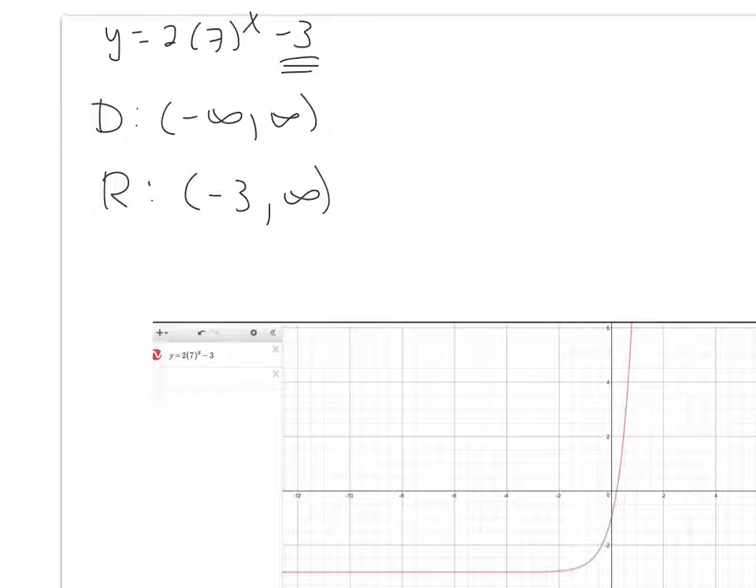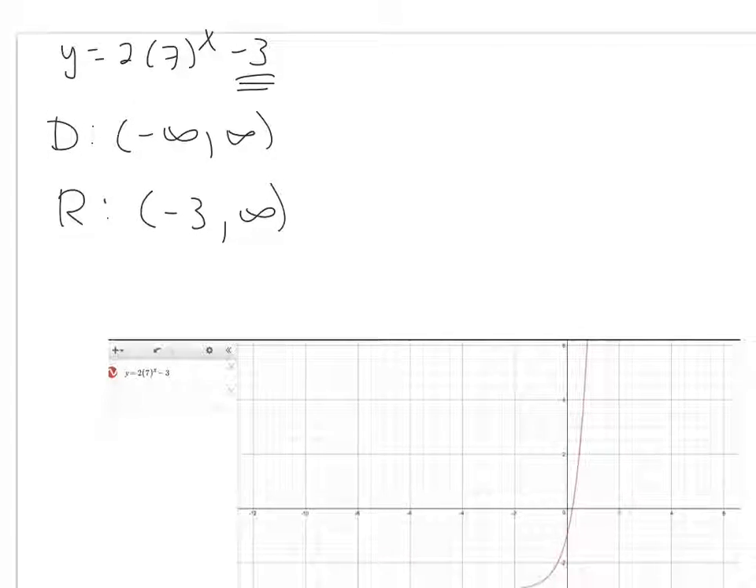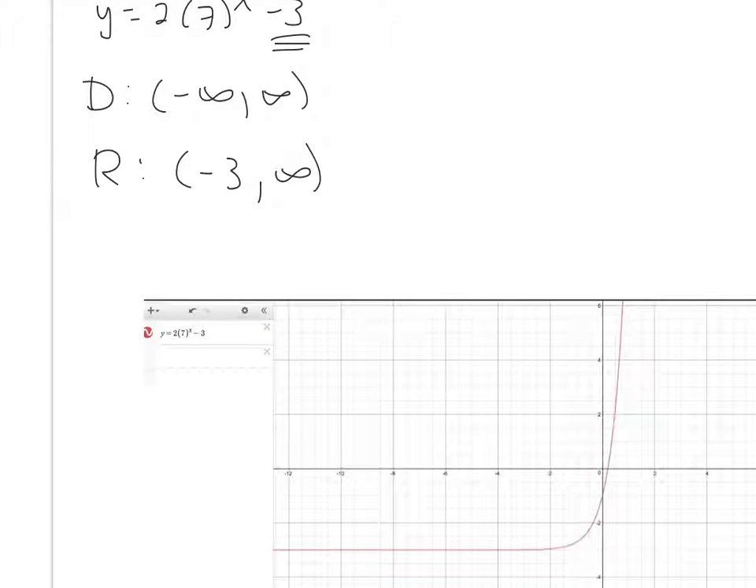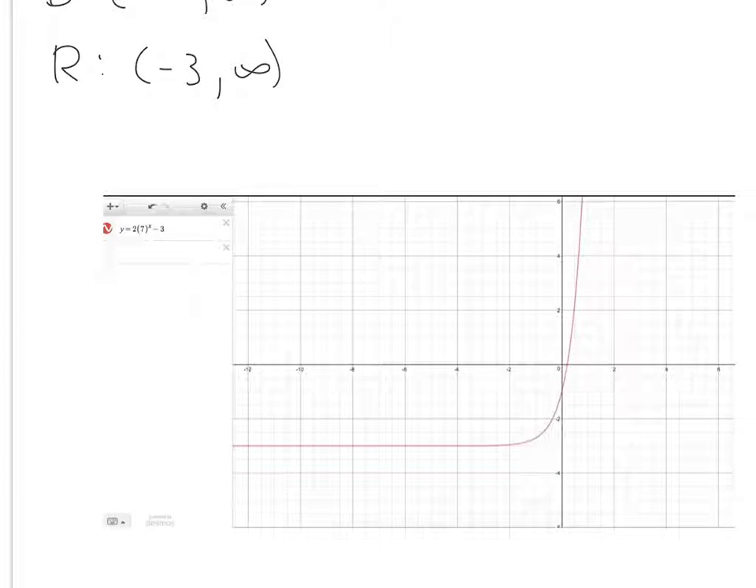Now here's my graph on Desmos. Make sure you try to graph this. Make sure you can put this in Desmos and you're getting the same graph as me. You can see it goes forever x-wise. It goes left and right forever.